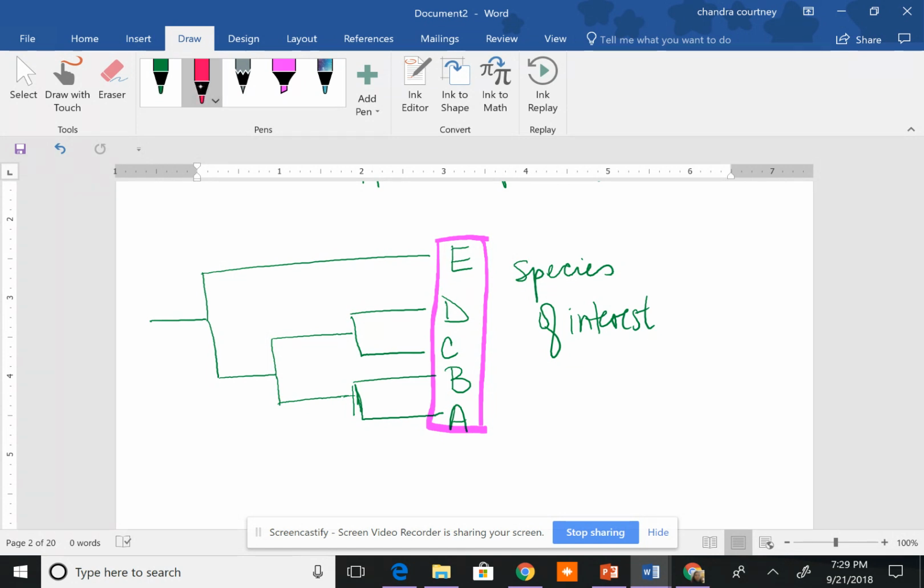And this here and there, those would be what we call branches. And then here or here are what we call branch points, or sometimes they're called nodes.